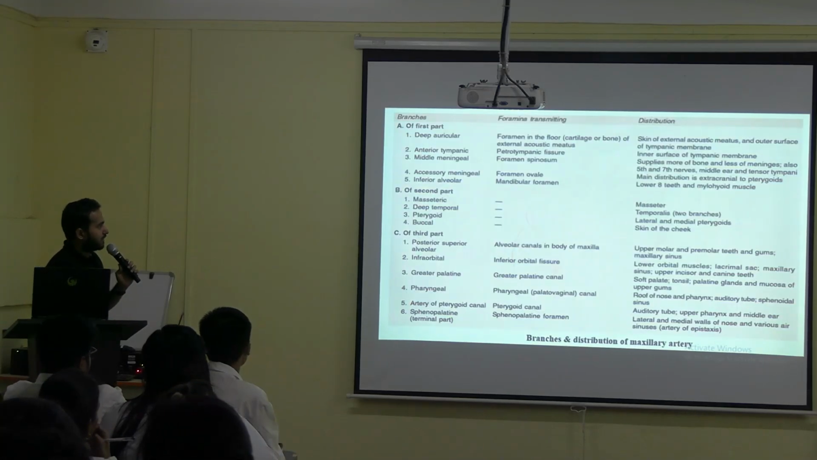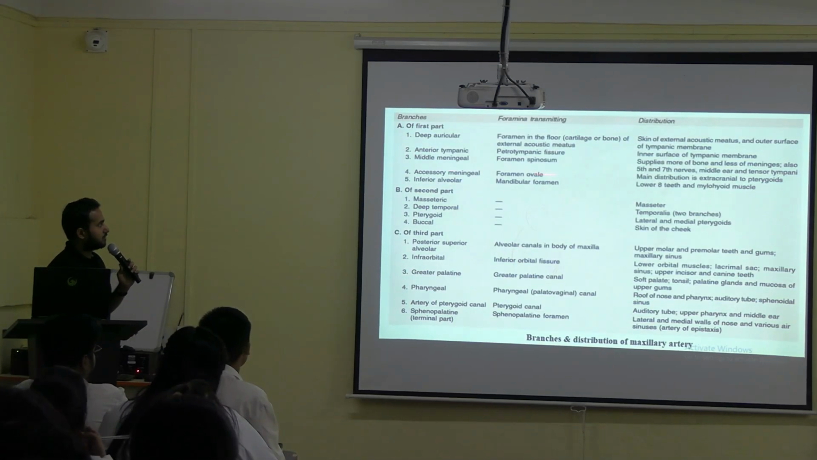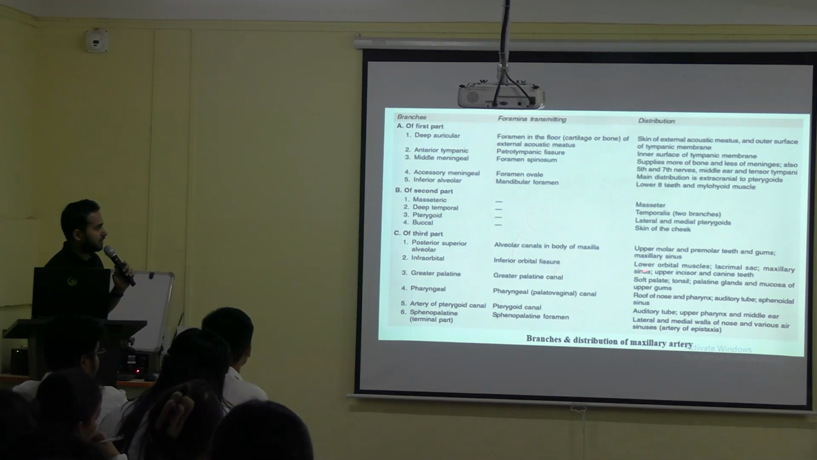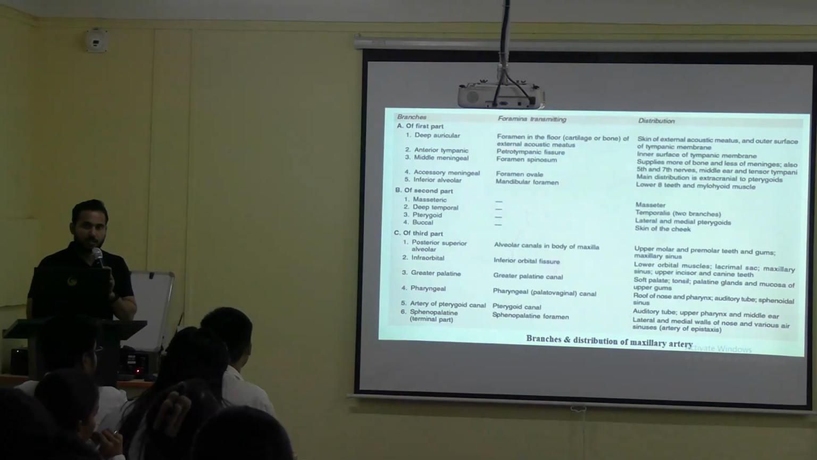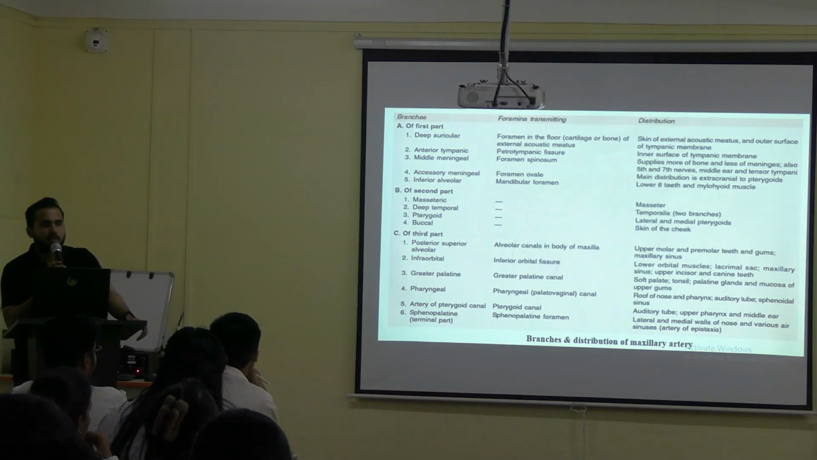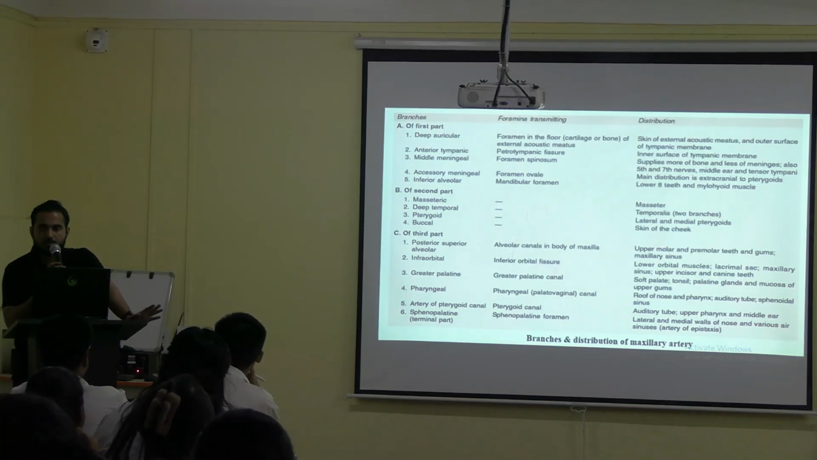Okay, next here you can see the area of distribution. So first part, which areas are being distributed, second part, which areas are being distributed, third part, which areas are being distributed. Okay, now you will think that how it is possible to study all the branches, right? 15 branches हैं. Okay, how to study, how to remember.